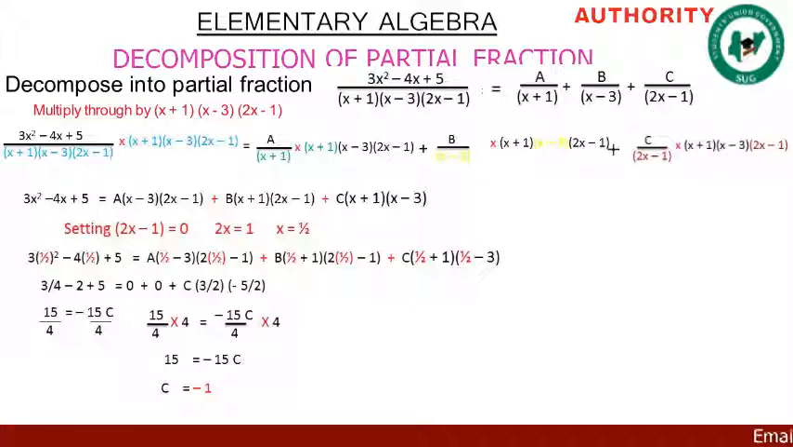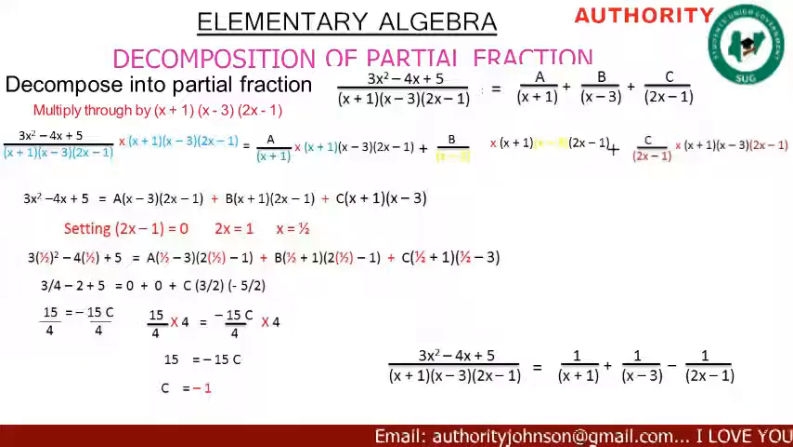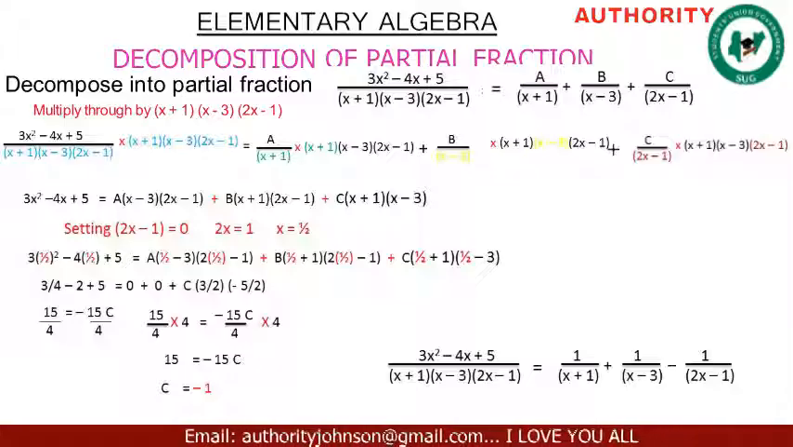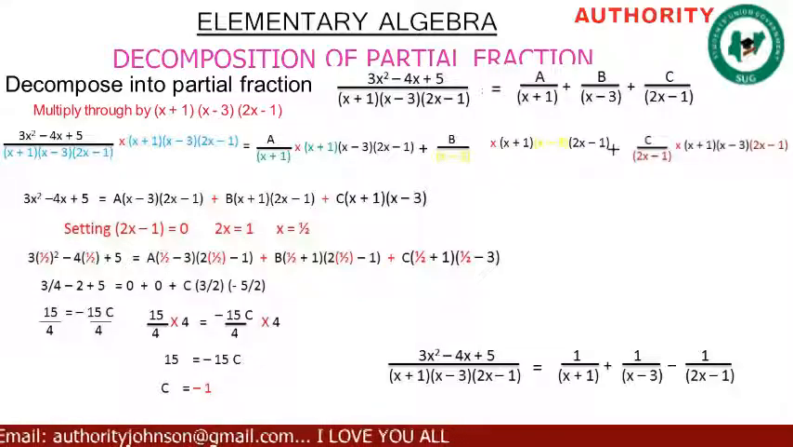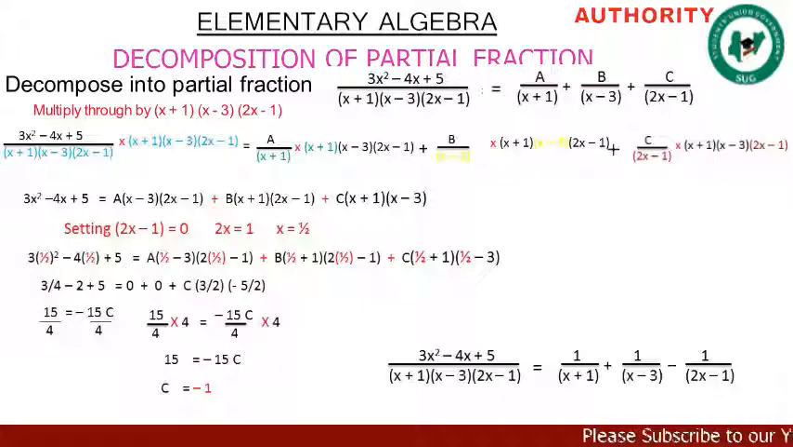Okay, so we have found the value of A to be 1, B to be 1, and C to be minus 1. So when we replace it back in our function, we have (3x² − 4x + 5) over (x + 1)(x − 3)(2x − 1) is equal to 1 over (x + 1) plus 1 over (x − 3) minus 1 over (2x − 1). This is the decomposition into partial fractions. We have just decomposed this into partial fractions.